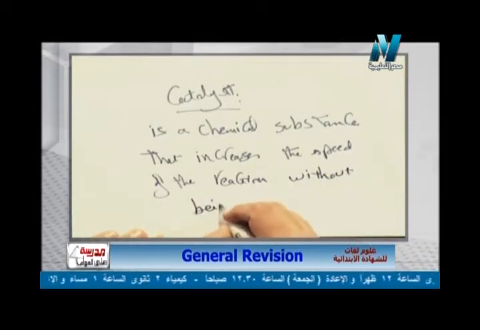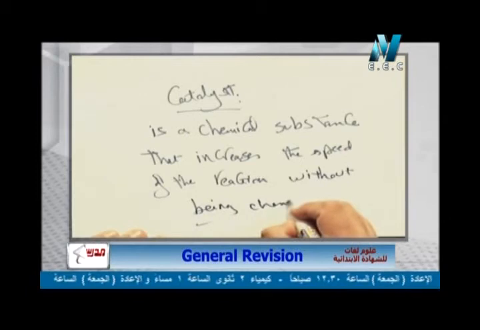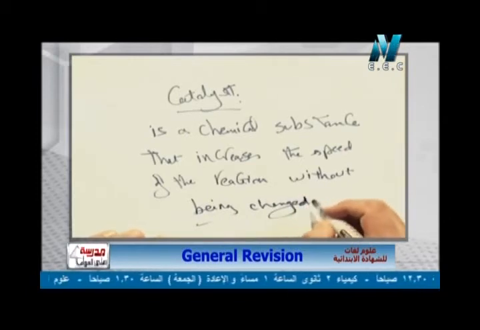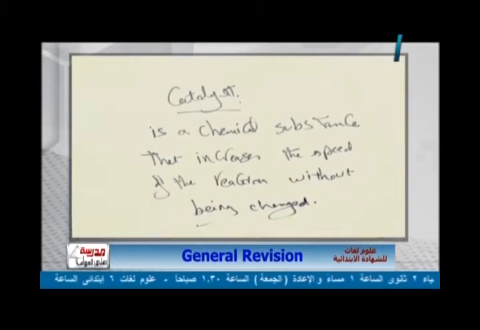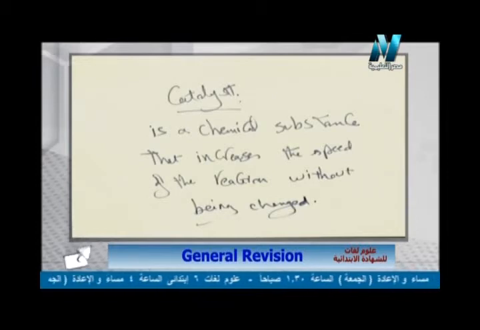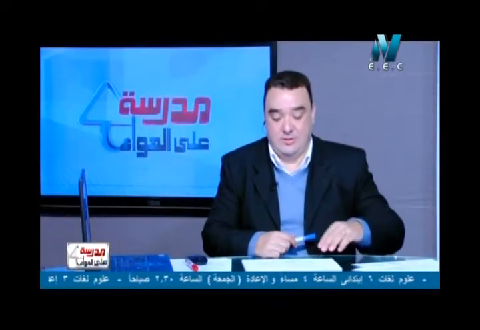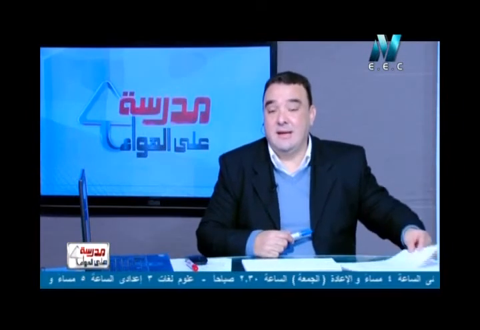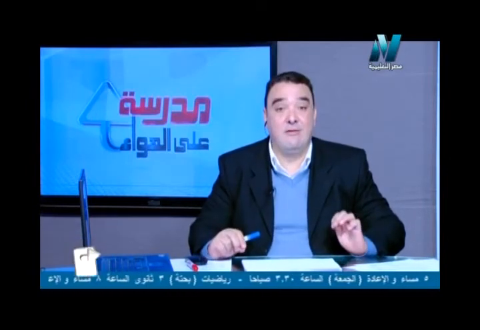without being changed. For example, if it enters 10 grams, it comes out 10 grams after the experiment. If it enters as a black powder, it will also come out as a black powder. So I can say the catalyst doesn't change during the chemical reaction, because its function is only to increase the speed of the reaction, nothing more than that.